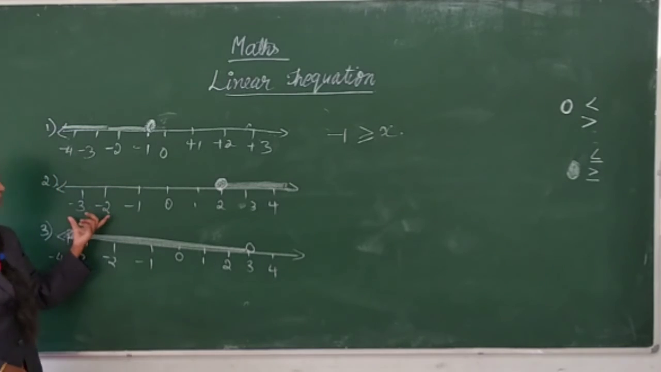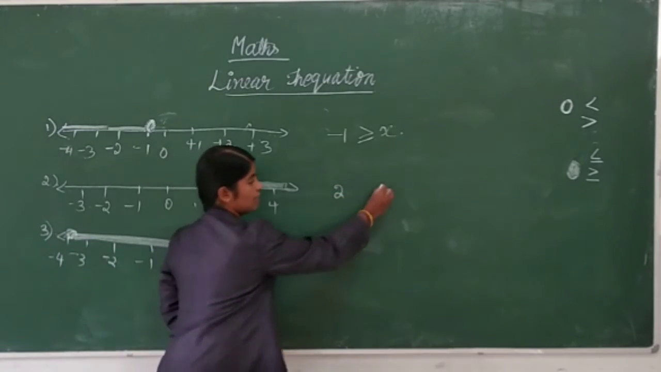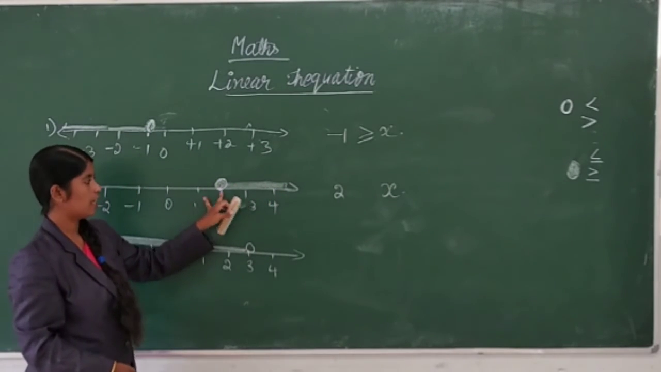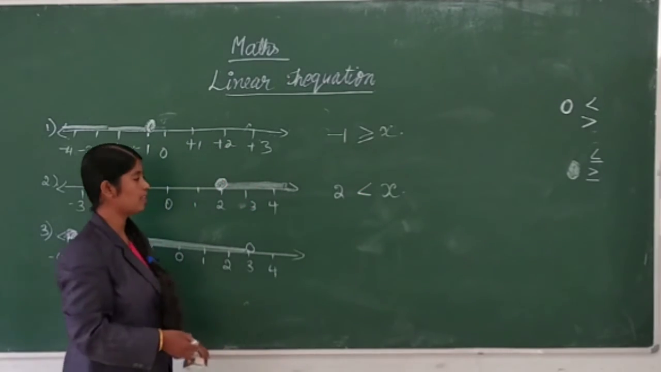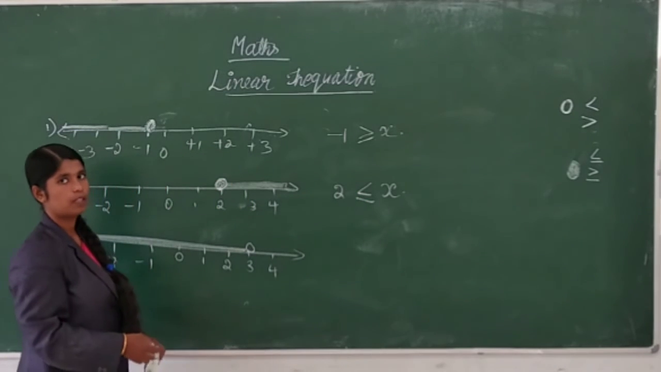And the second question, you can see it is mentioned 2. So we write 2 and x here. Okay. And then it is shaded, right? And it is moving forward. So it is greater than. x is greater than 2. And since it is shaded, we have to write equal to. Hope you understand.